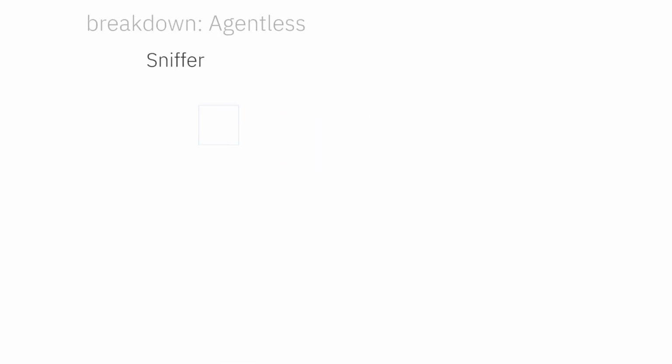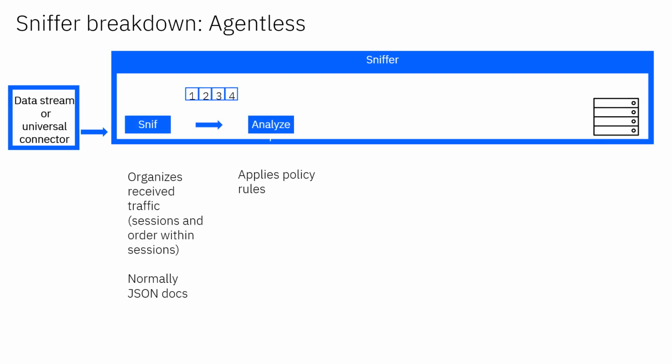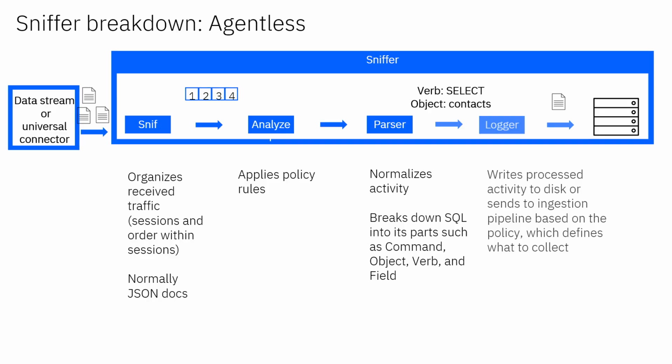This slide shows universal connectors sending information to the sniffer. The sniffer processes these events in the same manner as agent and proxy agent traffic. Now you know how Guardium uses agents, universal connectors, and streaming APIs to gather data.